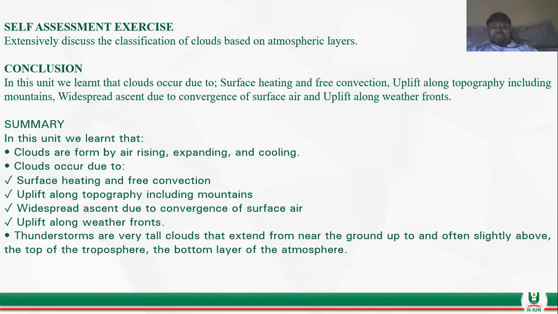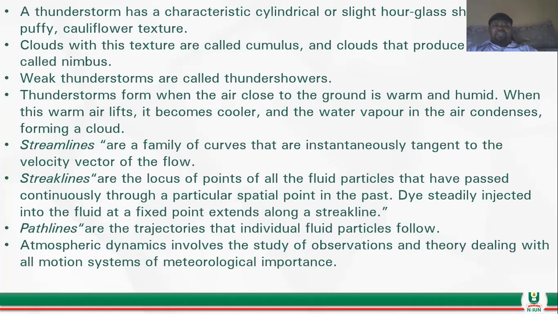Then we also learned that thunderstorms are very tall clouds that extend from near the ground up to and often slightly above the top of the troposphere. We should not forget that the troposphere is the first layer of the atmosphere, the bottom layer of the atmosphere. Now, we also learned that the thunderstorm has a characteristic cylindrical or slight hourglass, shower, puffy, cauliflower texture.